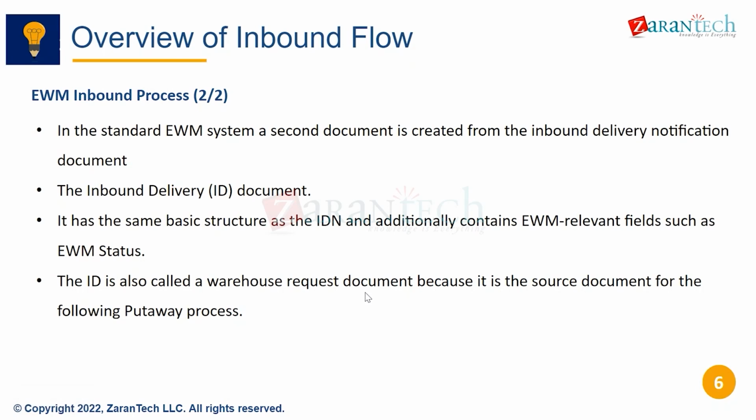So the statuses of the particular inbound delivery will be tracked on that inbound delivery document, or in the EWM terminology, a warehouse request document. It is the same. Sometimes you will hear about the warehouse request document, but don't get confused. It is the same document. It can be your outbound delivery request document or inbound delivery request document. In both cases, we call it a warehouse request document, on which we track the statuses of the inbound and outbound processes which we perform in the EWM system.